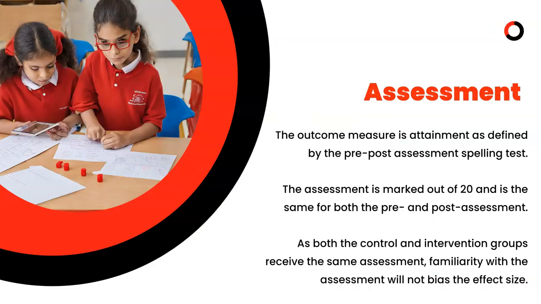So moving on to the assessment. So as I explained, the outcome measure is attainment as defined by the pre and post assessment spelling test. It is marked out of 20, and it is the same for both the pre and the post. So as both the control and intervention groups receive the same assessment, familiarity with this should not bias the effect size.